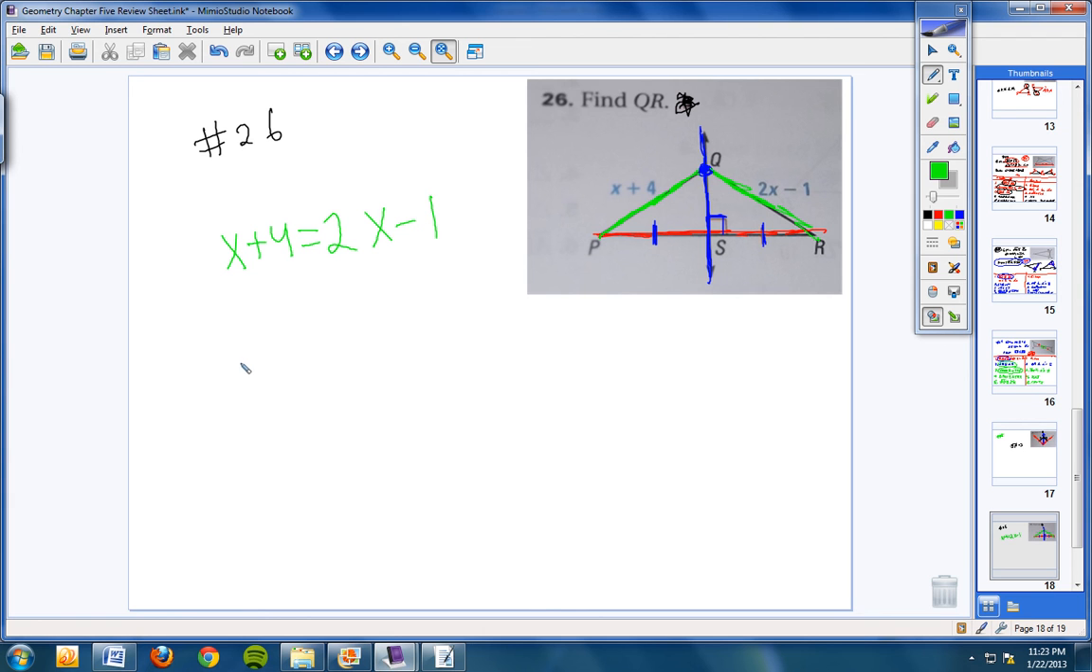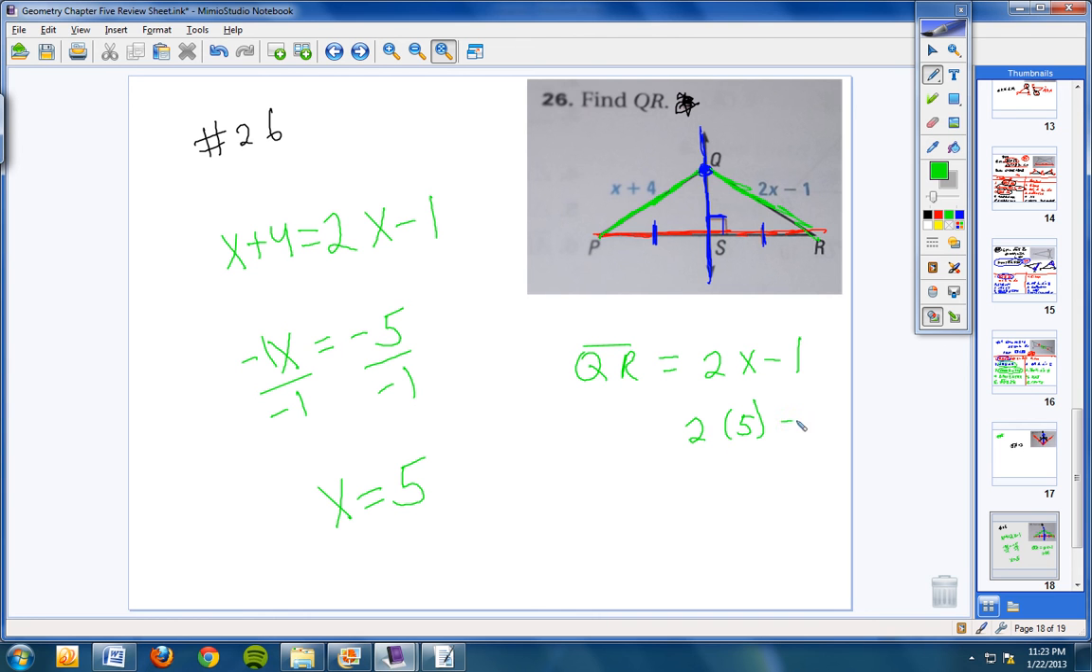Now, if you subtract 2x from both sides, you're left with negative x. And if you subtract 4 from both sides, you're left with negative 5. So if negative x equals negative 5, there's basically a negative 1 there. So we just divide both sides by a negative 1. X equals 5. They did not ask me to solve for x. They asked me to find the length of QR. And the length of QR equals 2x minus 1. So where the x is, we're going to substitute a 5, and the answer is 9. The answer is 9.